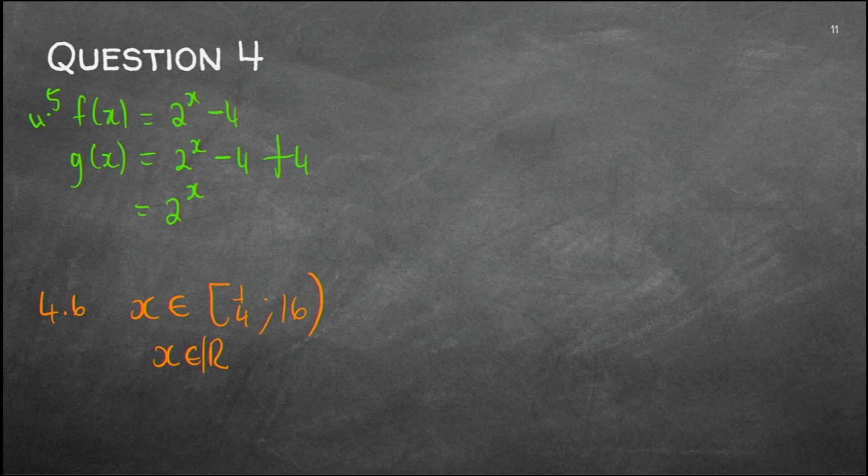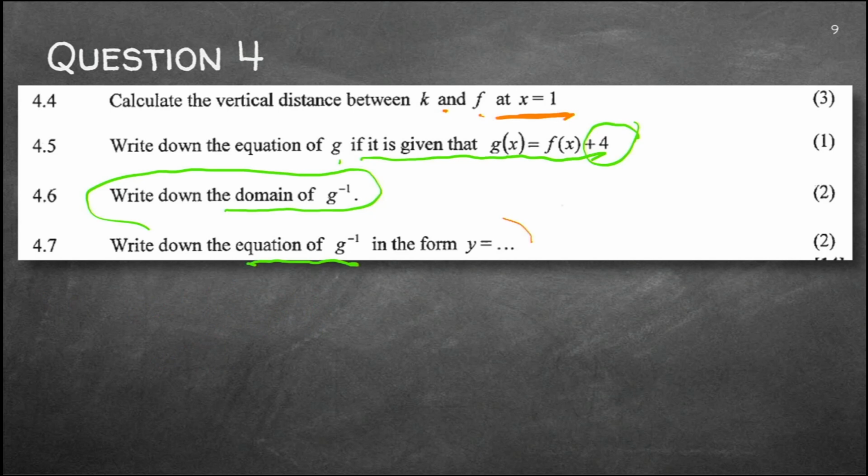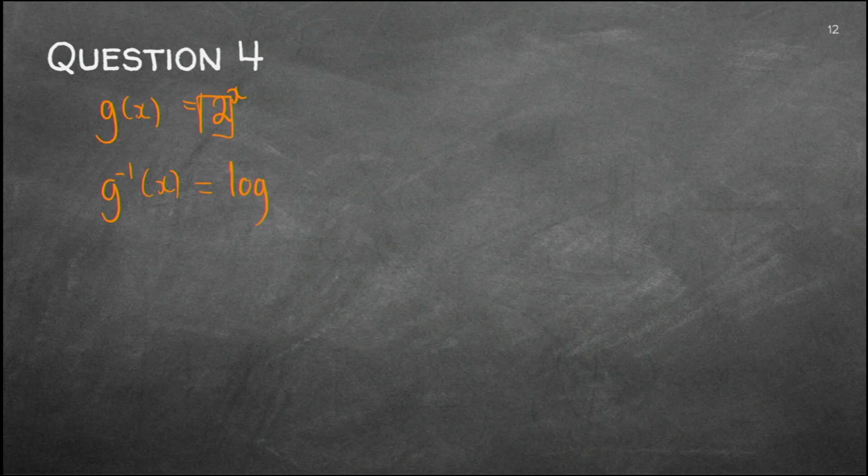Now, last question. Write down the equation of g to the -1 in the form of y is equal. Now remember, if we look at the inverse, we know g(x) is equal to 2 to the power of x, meaning the inverse is the log, and the base of the exponential equation will be the base of the log in the inverse, so y is log base 2 of x, and that's your equation. So just answer it as y, because they specifically asked for y equal to some expression, and that would be the answer.